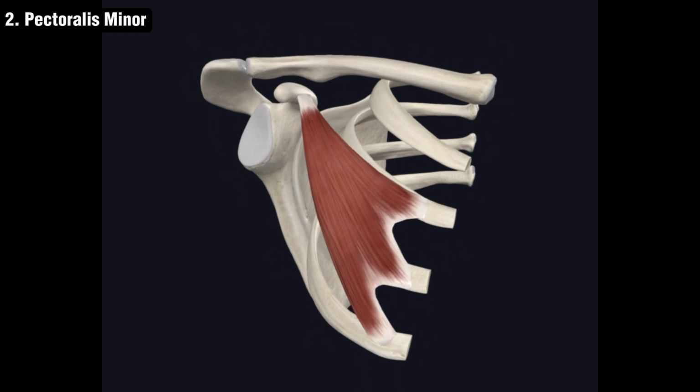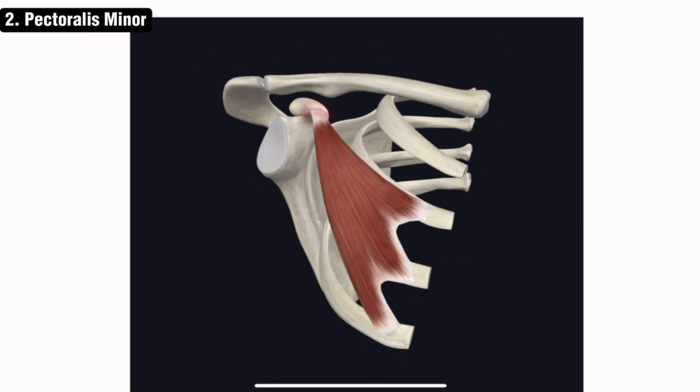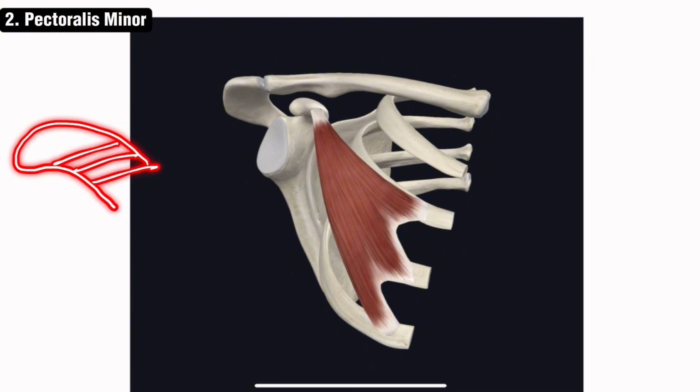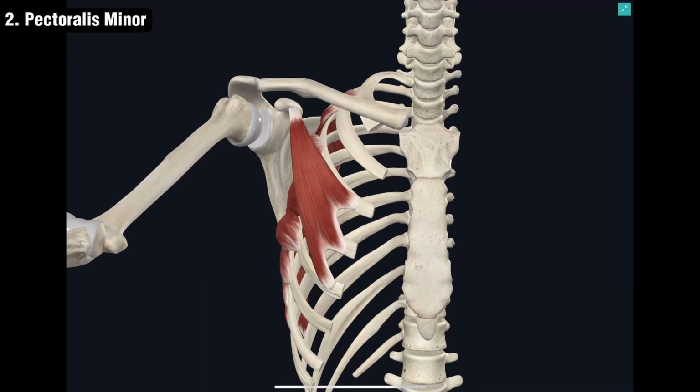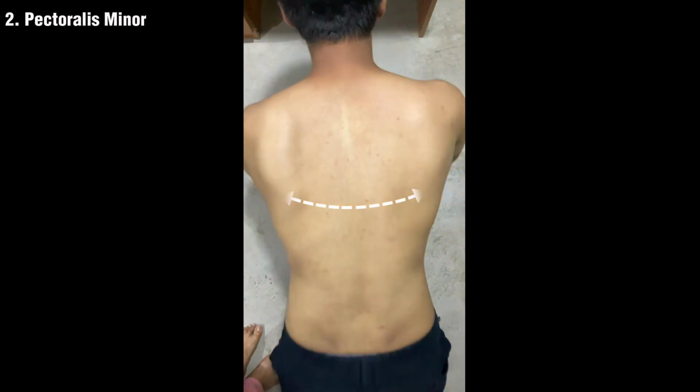Which part of coracoid process? So the medial part, but the upper surface of the medial part. So here's the coracoid process. This is the medial part of the coracoid process, and here's the upper surface of the medial part of the coracoid process. This is where the pectoralis minor muscle inserts, while it originates from third, fourth, and fifth rib. The pectoralis minor muscle helps in protraction of scapula like during a push-up.